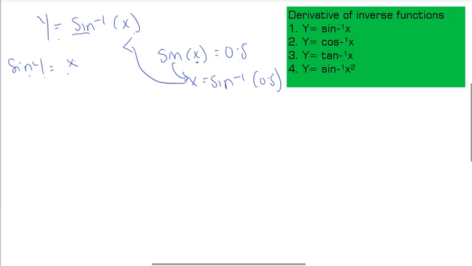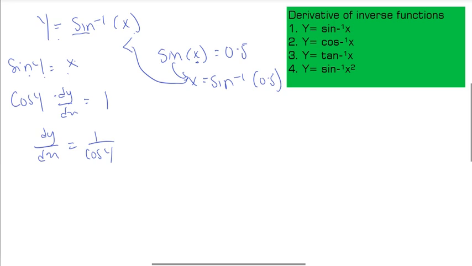What are we going to do now? x is on its own, so let us find the derivative of both sides. Remember, when you find the derivative of y, you add the dy/dx. So the derivative of sine y is going to be cos y, and then you add dy/dx, and the derivative of x is just 1. Now we divide both sides by cos y, so we have dy over dx is equal to 1 over cos y.